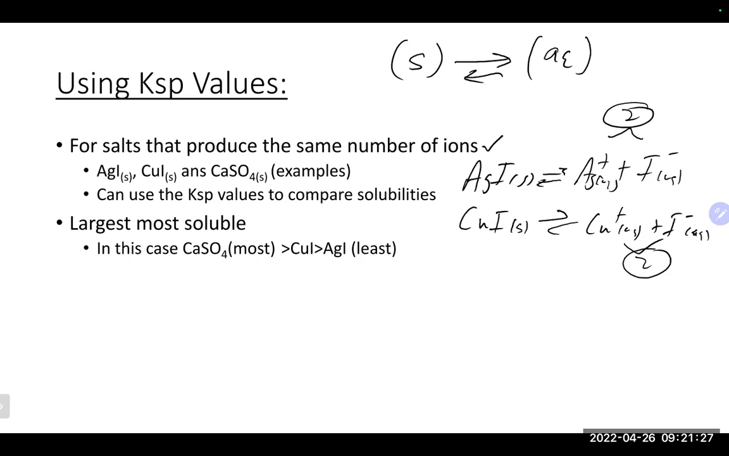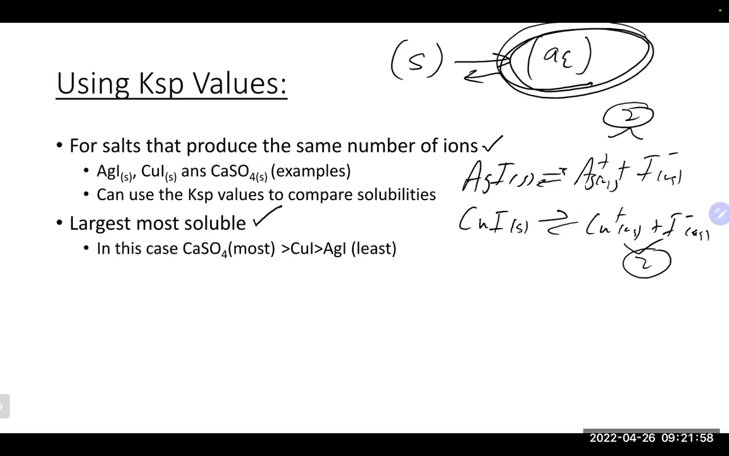Would it be more soluble or less soluble? Larger K value should be more soluble. Again, larger K value means more products. Product side is always the aqueous ions, so it would be more soluble. What that means is if you had two guys in solution and you want to compare the Ksp values, the one with the larger Ksp value should stay in solution longer. The guy with the smaller Ksp value should actually precipitate out of solution first, or quicker than that guy would.